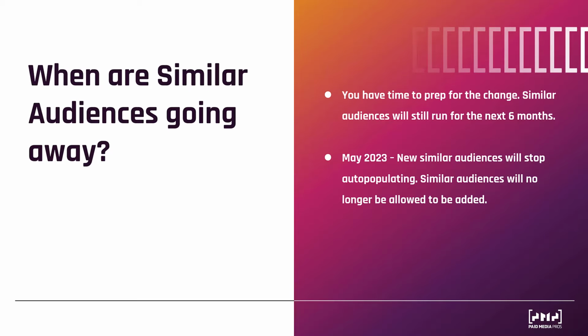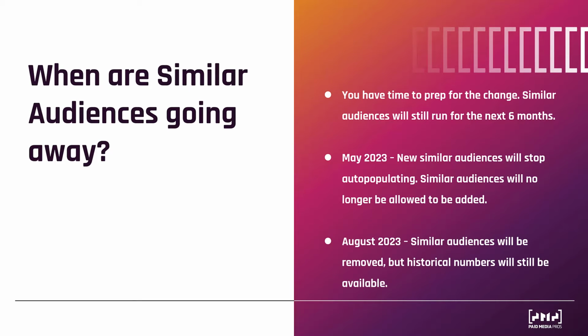However, if you already have similar audiences added to a campaign or ad group, those are still going to be eligible to run even after May of 2023 until we get to the next date, and that is in August of 2023. This is when similar audiences are going to be removed from all ad groups and all campaigns. Once they are removed, you will still get historical information within your reporting to see how those audiences performed.